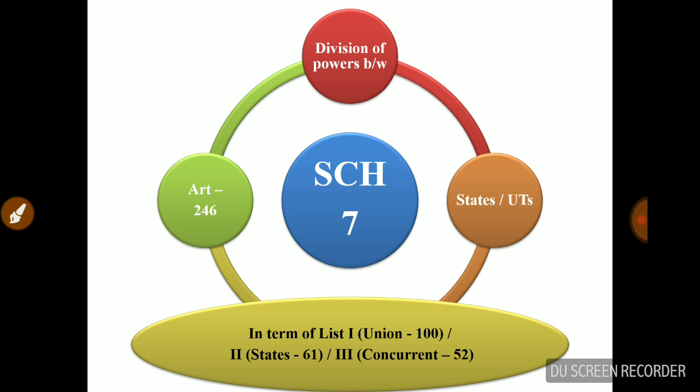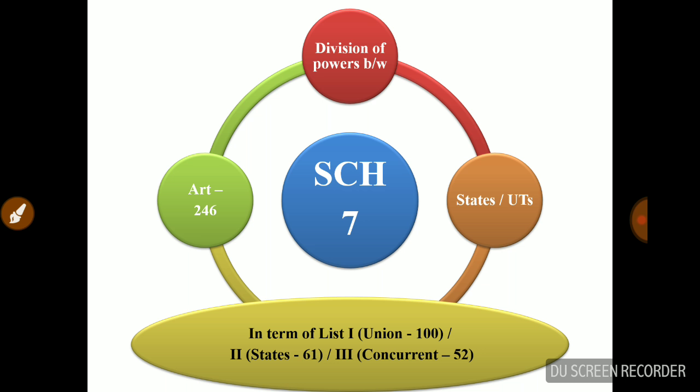Schedule 7 is the division of power. So definitely, you know, the Union is more powerful than the states. But there is cooperation between the states and the Centre for every aspect of development. So there is always a division of power. The division of power is mentioned in Schedule 7 between the Union and the states and UTs, right? In terms of List 1, List 2 and List 3. So what we have to know is we have to identify what these lists are. There are three lists in India, that is the Union list, the State list and the Concurrent list.